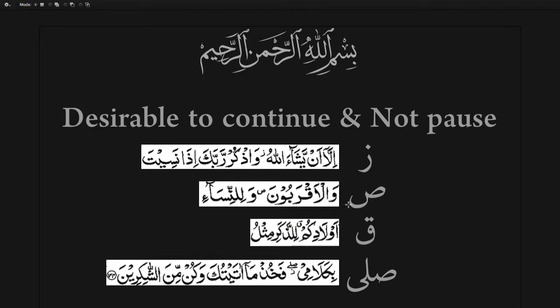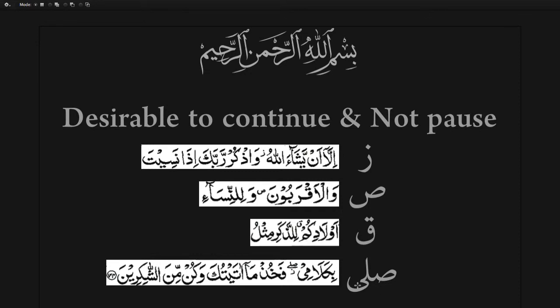Now if we go to the sad: wal aqrabuna walin nisa'i. So I don't stop there. And a qaf, same thing: awladikum lidhakari mithl. So awladikum, and then I don't stop there. I should keep going to lidhakari mithl. That's basically the same principle as the sad.